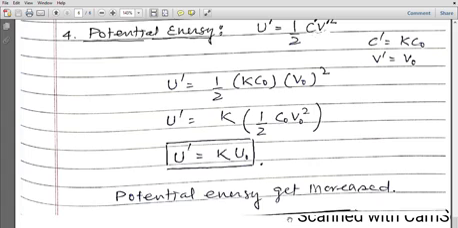Now it is requested that you must first note down all the formulas involved in this chapter, then we will take the numerical portion.